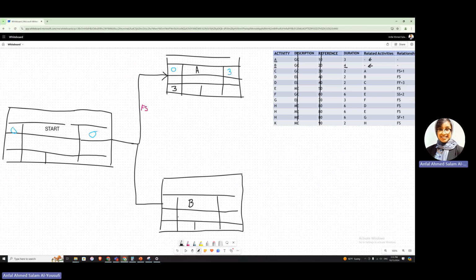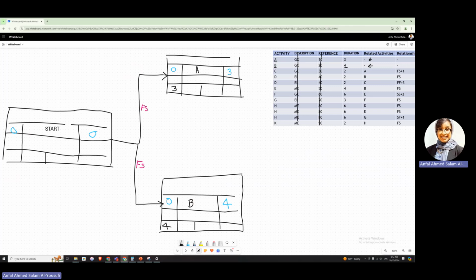The duration for B, we said it was 4. So in this case, we can see that by default, as mentioned, if we do not have anything written, it will be finish to start. So I finish A, I start this. In this case, the starting point would be day 0, and the duration is 4 days, meaning the early finish would be day number 4.